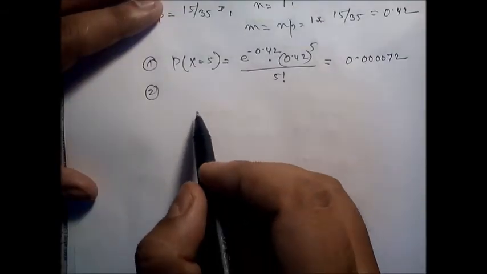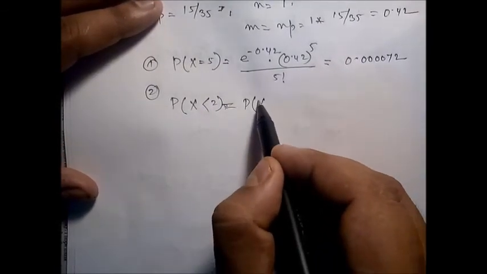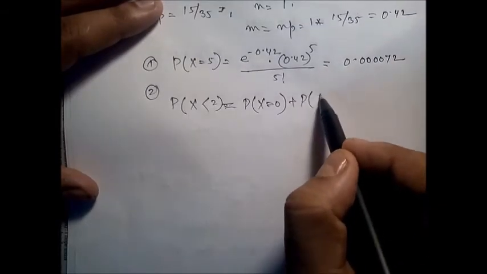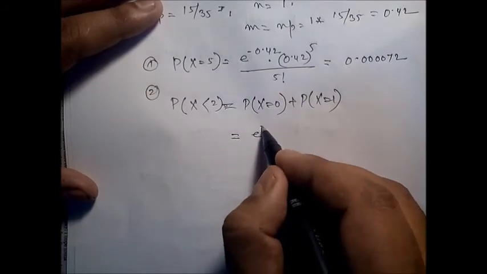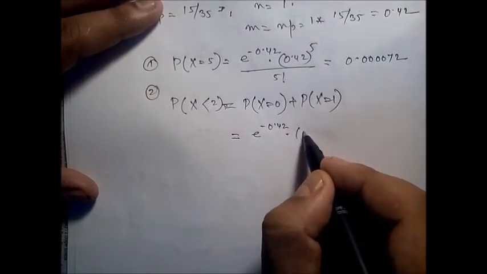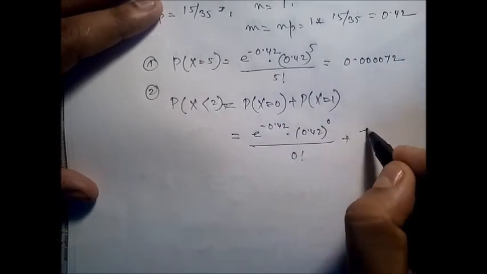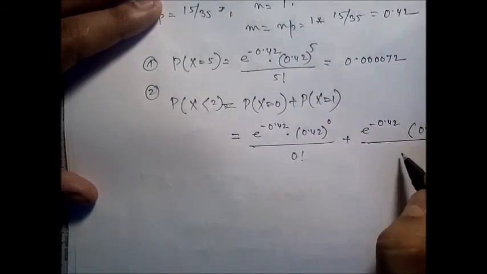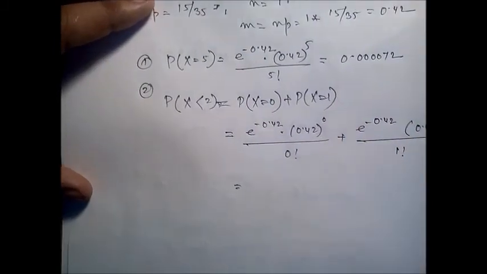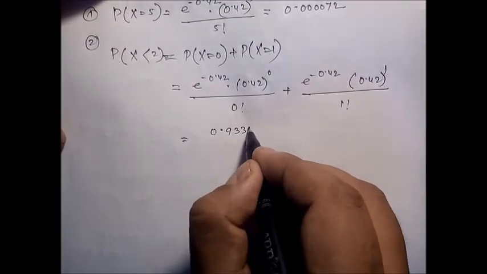Second question, the bowler will take less than 2 wickets. Less than 2 wickets means x is less than 2. That is probability of x equal to 0 plus probability of x equal to 1. Okay, so it's very simple. e to the power minus 0.42, 0.42 to the power 0 by 0 factorial plus e to the power minus 0.42, 0.42 to the power 1 by 1 factorial. So the answer is 0.9330.